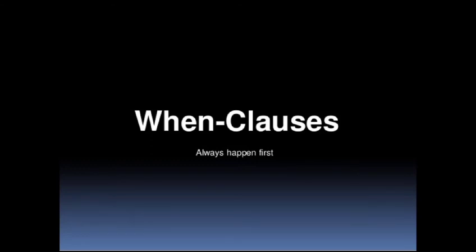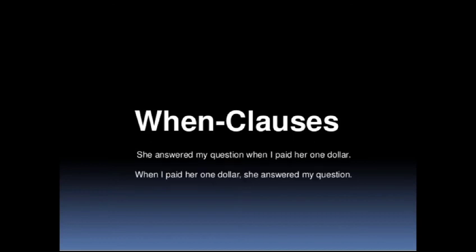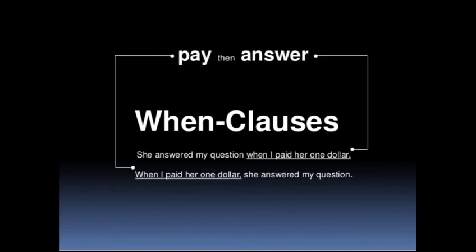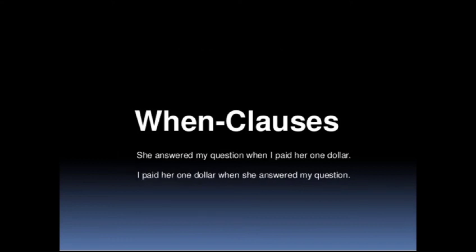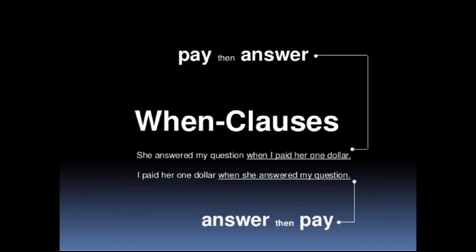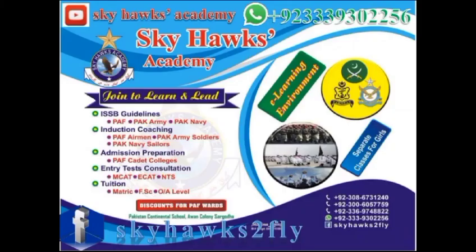And then we come to the when clause, where something always happens first. For example, in a when clause, the clause can be positioned at the beginning or at the end of the sentence. For example, she answered my question when I paid her $1. Similarly, when I paid her $1, she answered my question. So you have to understand the positioning of the when clause. Like in the first sentence, the answer part comes first and then the pay part, while in the second sentence, pay comes first and then answer. So this is how we position the when clause.